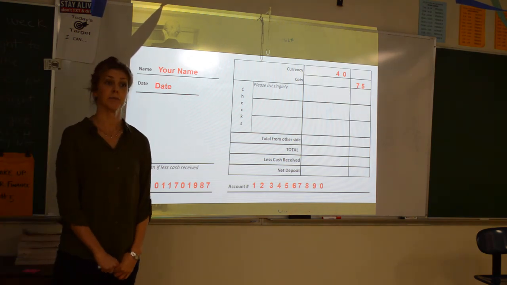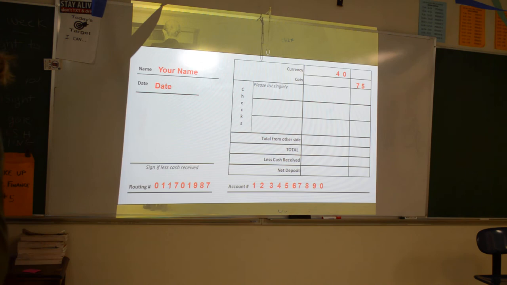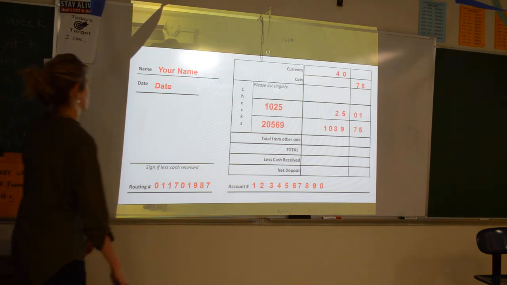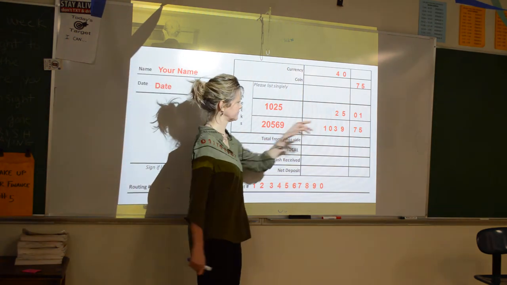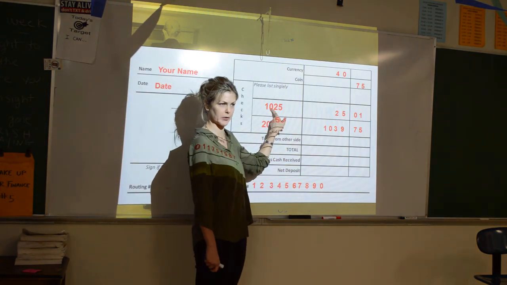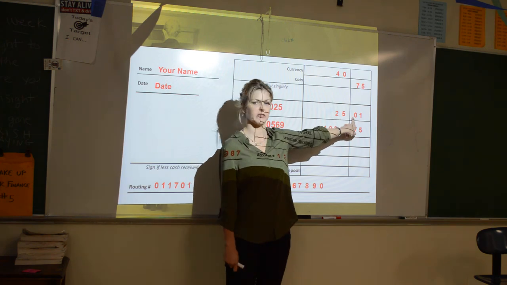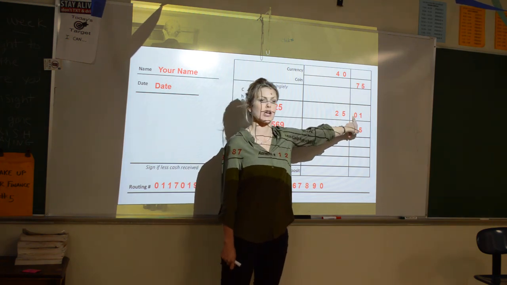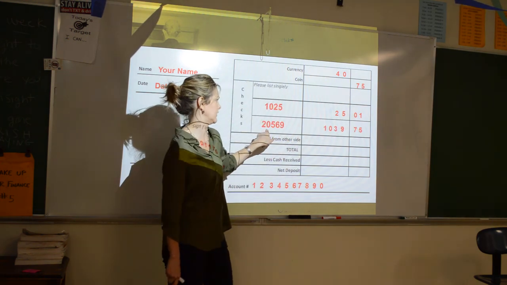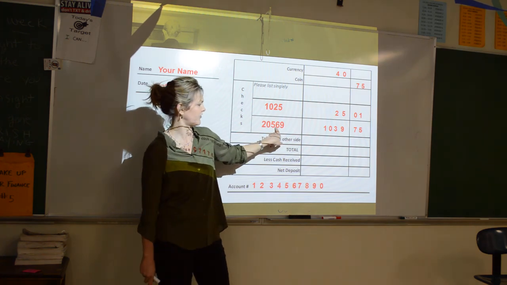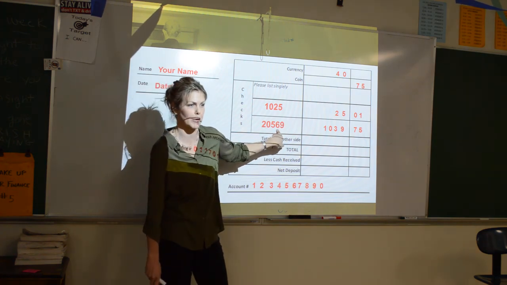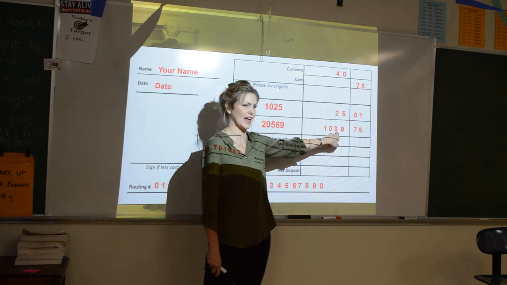Do we have any checks we are depositing today? Okay, how many? Two. Let's do this. Hannah, what is the first check number and amount, please? 1025 is the check number, and $25 is the amount. So here's the check number, and here's the amount. Check number two is 20,569. That's the check number, and here's the amount of that check.